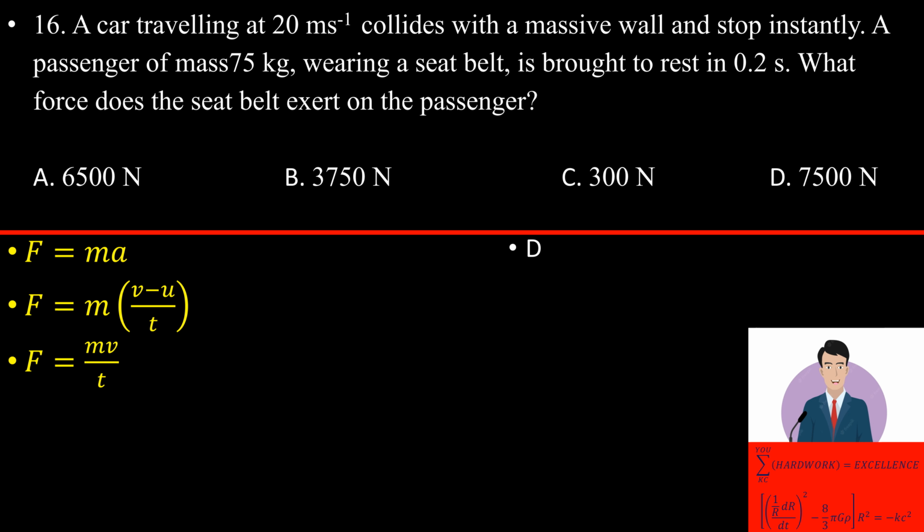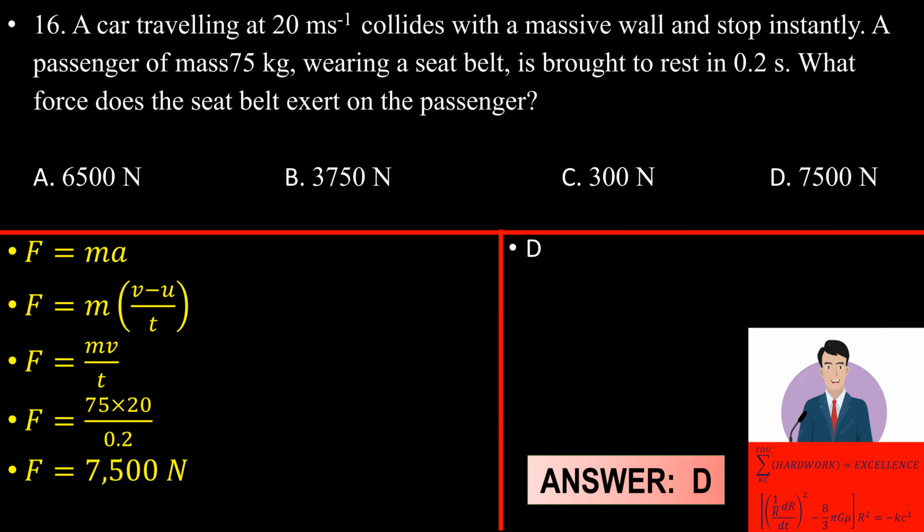And so we notice that V and U here, we can interchange them because the force exerted on the seatbelt is equal and opposite to the force that the seatbelt exerts on the passenger. So your V technically can be U and your U technically can be V. Here we are using U as V, so U is 0. So we have mv over t. We put in our values, and our F is 7,500 newtons, which gives us the answer to be D.